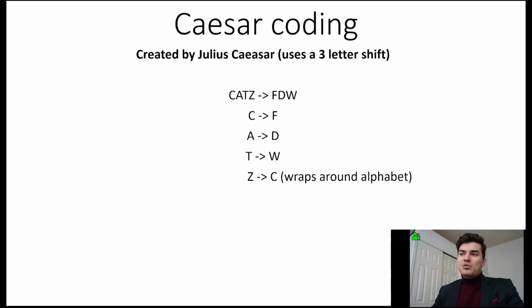So Caesar coding. This was created by Julius Caesar and typically used a 3-letter shift. And so if you have the letter C, it goes to D, E, F. With the letter A, B, C, D. And when you get to the end of the alphabet, such as Z, it's going to wrap around the alphabet to A, B, C.